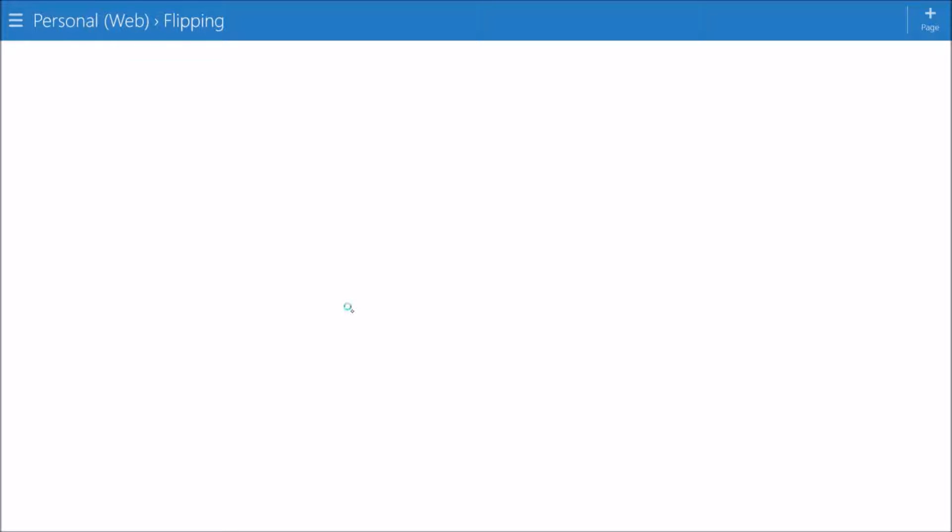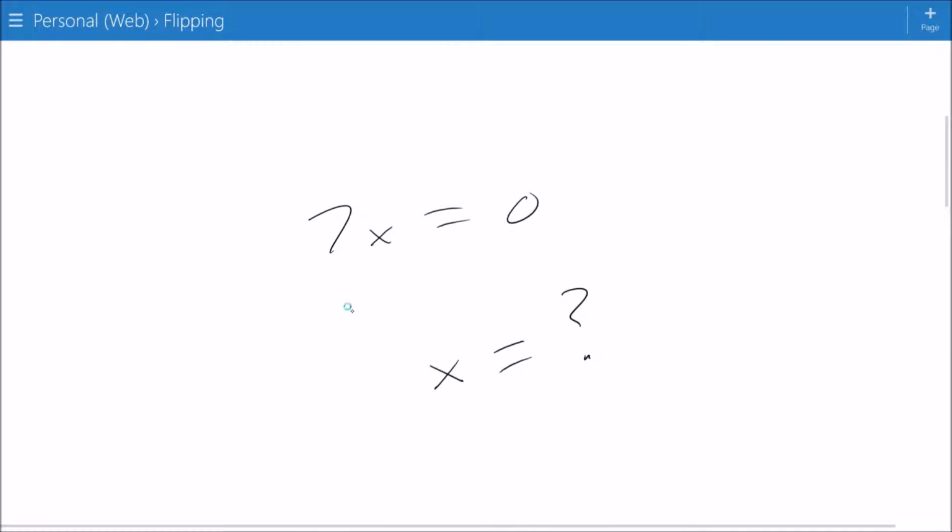Hello. Now, if we know how to factor quadratic expressions, then we are able to solve some quadratic equations. Before we do that, let's take a look at the concept that lies behind this. So if 7x is equal to 0, what is x equal to? Well, think about it. What is the only thing that multiplied by 7 would give you 0?